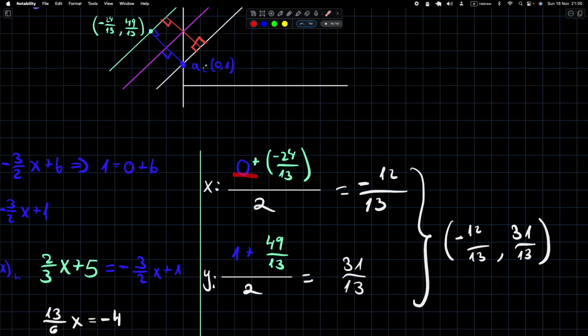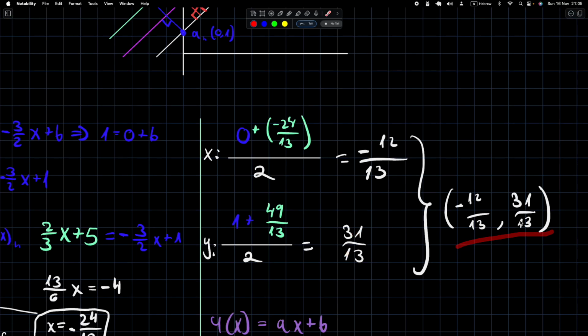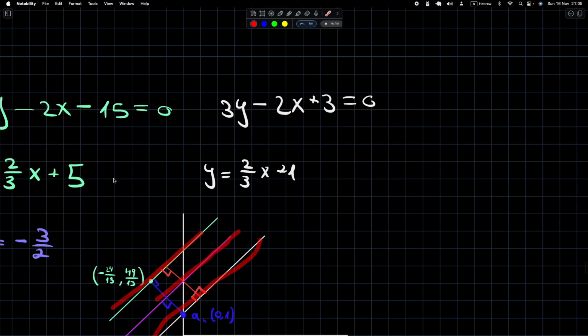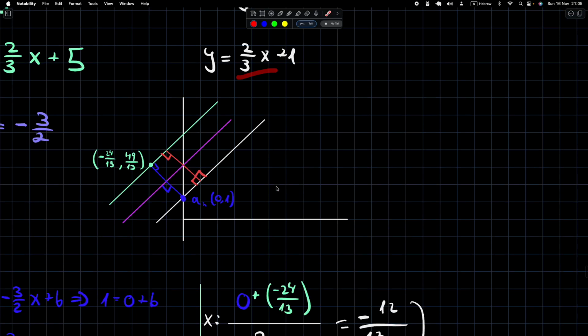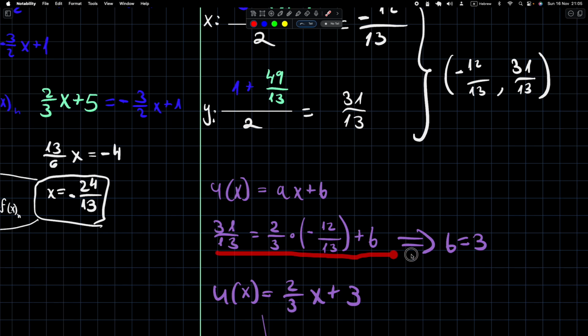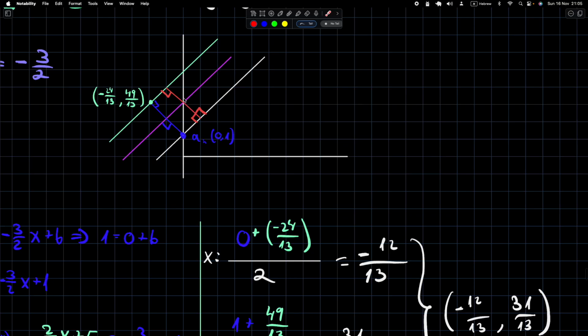So this x plus that x divided by 2, the average, I got minus 12 divided by 13, and I did the same for the y. I got 31 divided by 13. So I wrote it, and then I know this slope, because this slope is the same as this one and this one, which is 2 divided by 3, and I have a point. Now I just discover the equation. So I put everything inside, and I get that the b is 3. So here the b is 3.